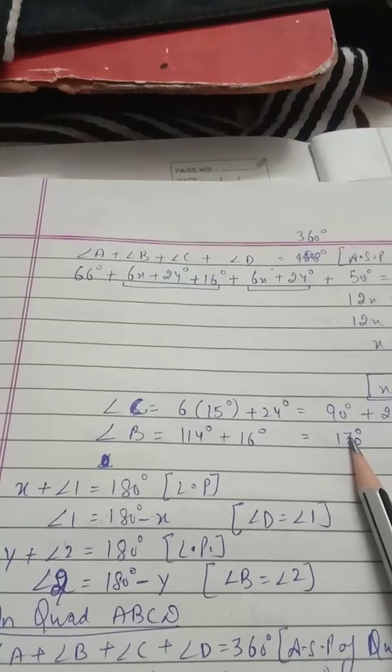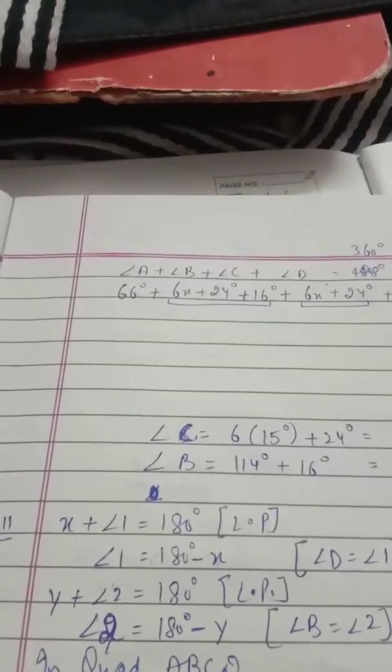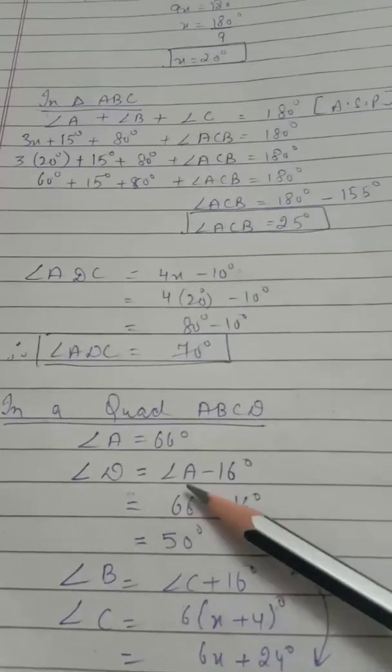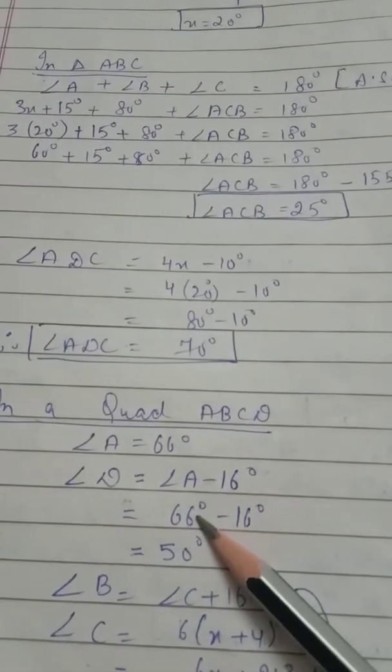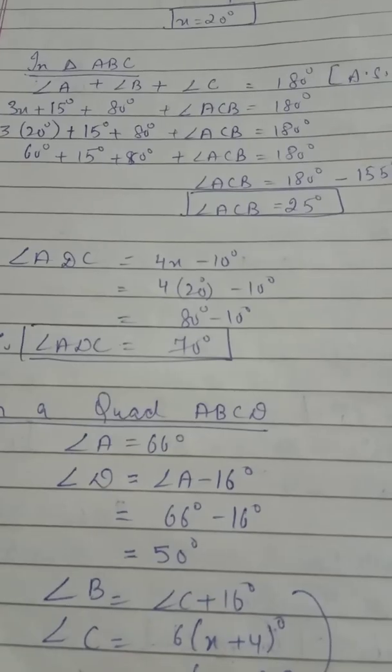And your angle D we calculated in the beginning only, because it is A minus 16. The value of A was already given, A minus 16. So D comes as 50 degrees.